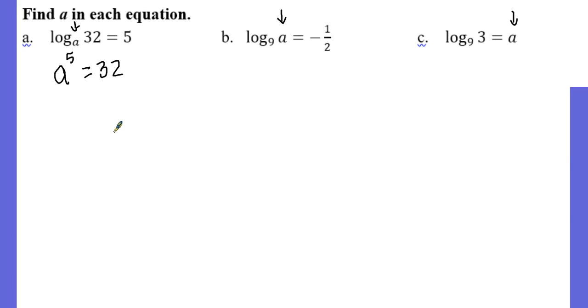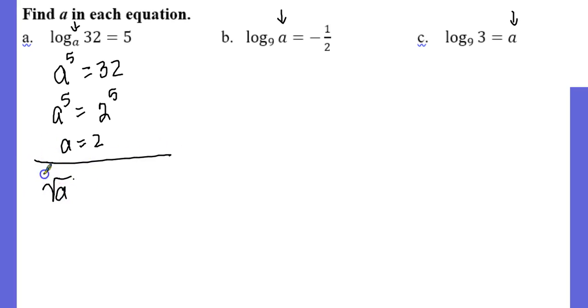All right? Here's some alternative ways to solve this. I could write 32 in its base. A to the 5th, 32 I could replace with 2 to the 5th. Right? So A equals 2. I could alternatively go, well, the 5th root of A to the 5th is equal to the 5th root of 32. Therefore, A equals 2, if that's what I saw. Okay, so you have alternative ways that you can work through that problem.